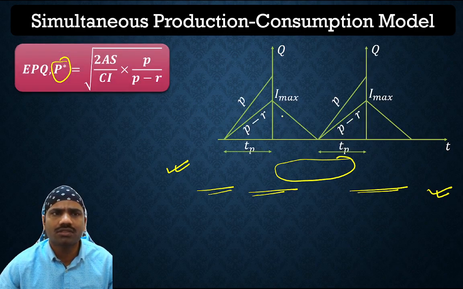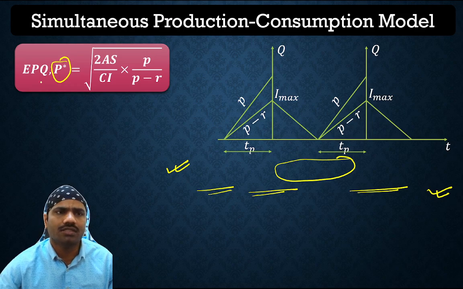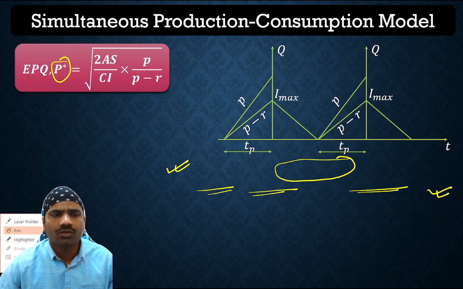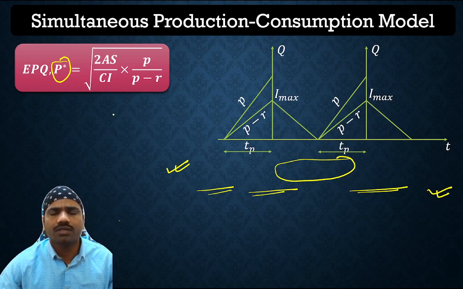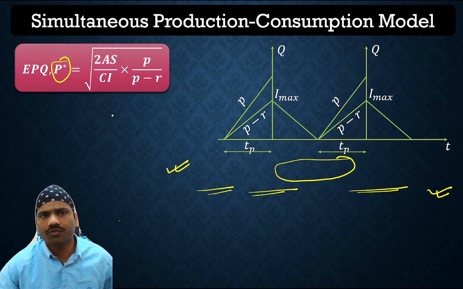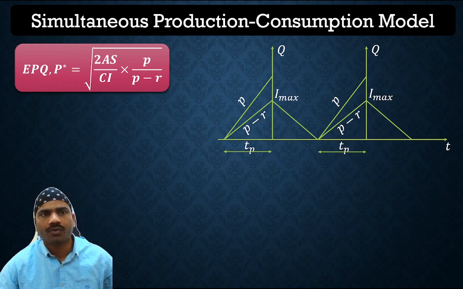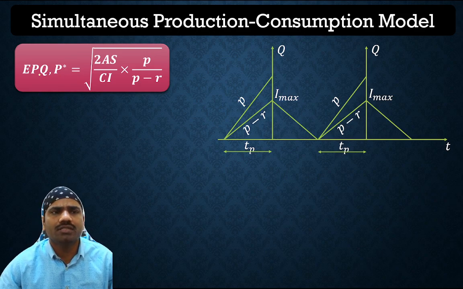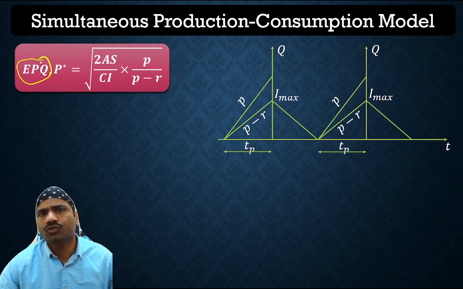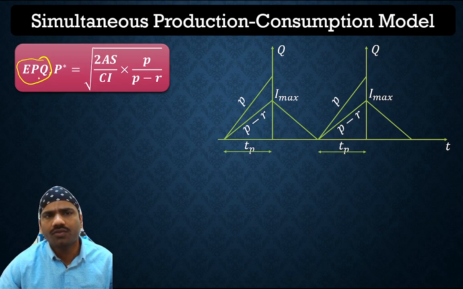Next we will discuss some formulas related to the simultaneous production model. The very first formula is EPQ, the economic production quantity. Let us see what EPQ is.